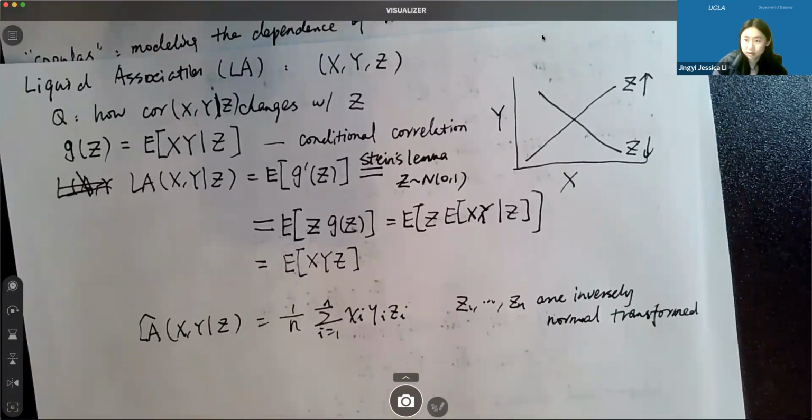I can also post this paper on liquid association online. If you are interested, you can check it. I think this is something people can bear in mind: if you want to examine some triplet relationships, then liquid association can be a try.